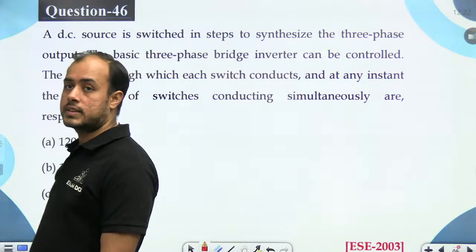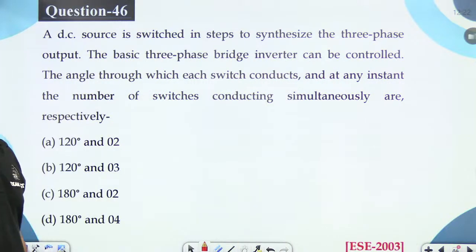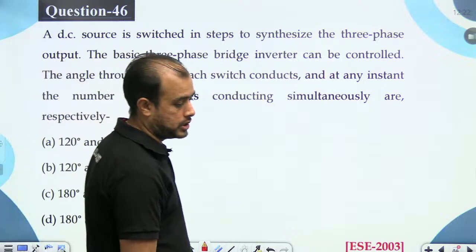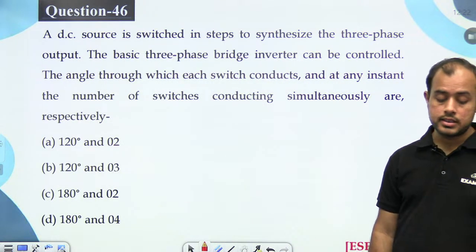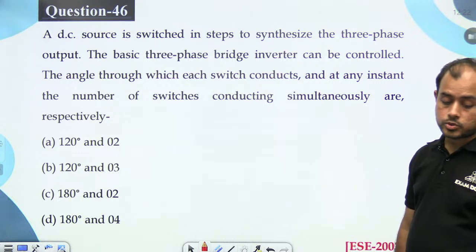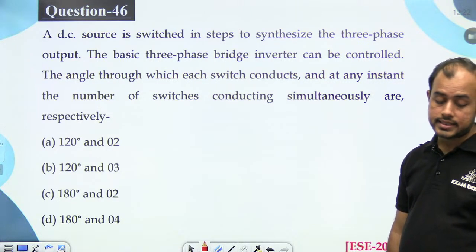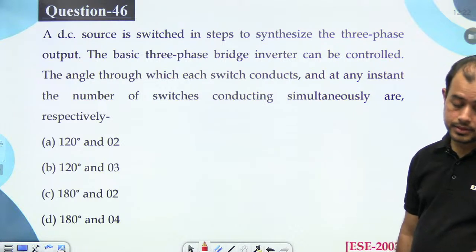A DC source is switched in steps to synthesize the three-phase output. The basic three-phase bridge inverter can be controlled. The angle through which each switch conducts at any instant and number of switches conducting simultaneously are.